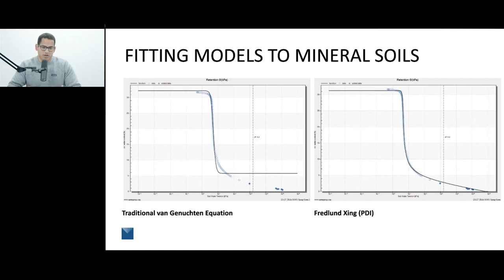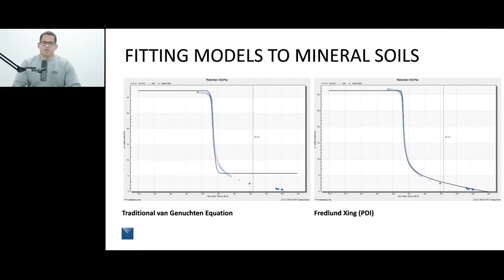But this is what the model uses. And this is one of the most common models used in a lot of hydrology models and things like that. So, as you can see, it doesn't quite fit the drying behavior of the soil very well. It also has some challenges on the wet end as well.